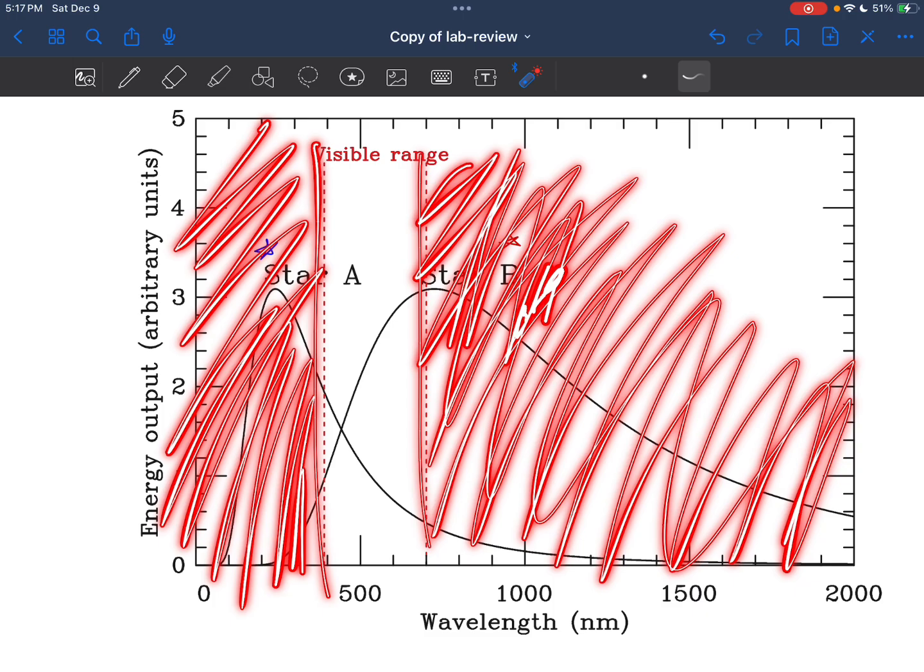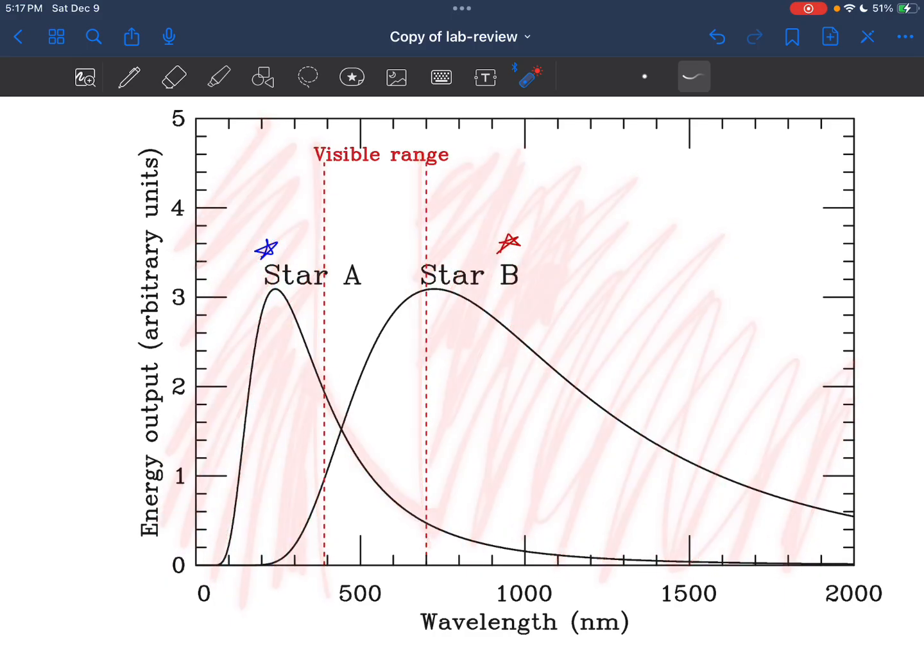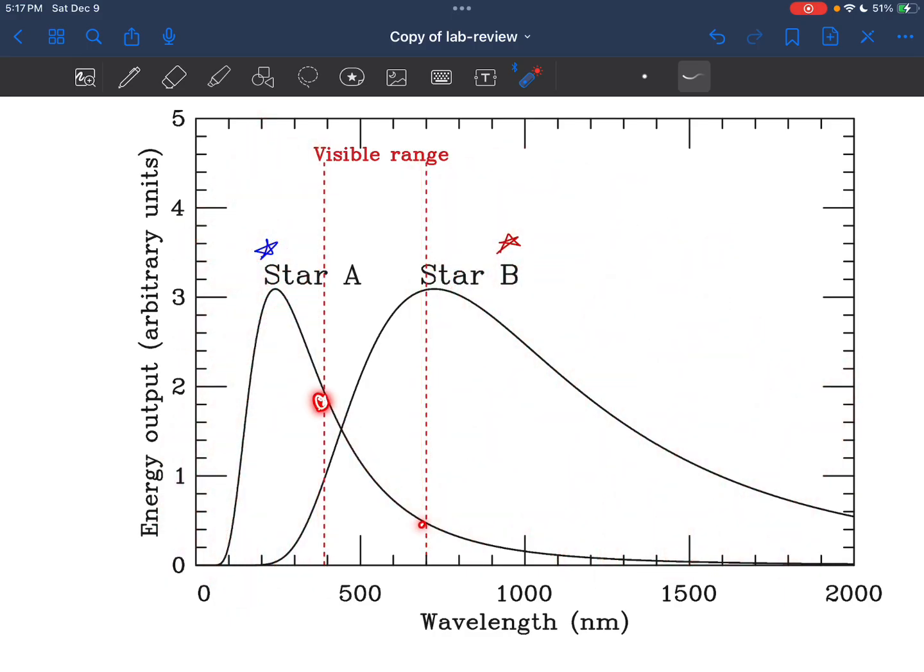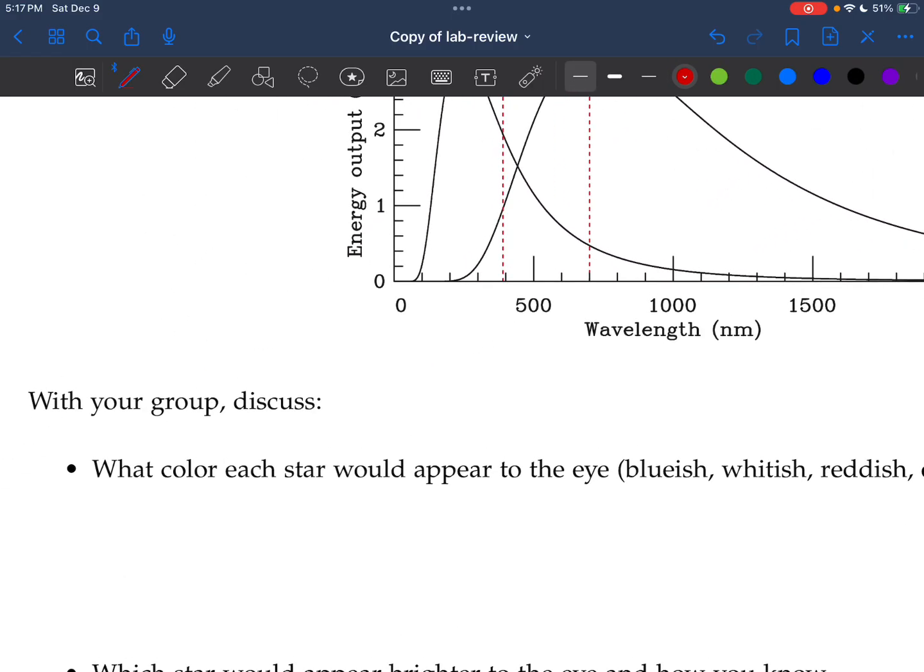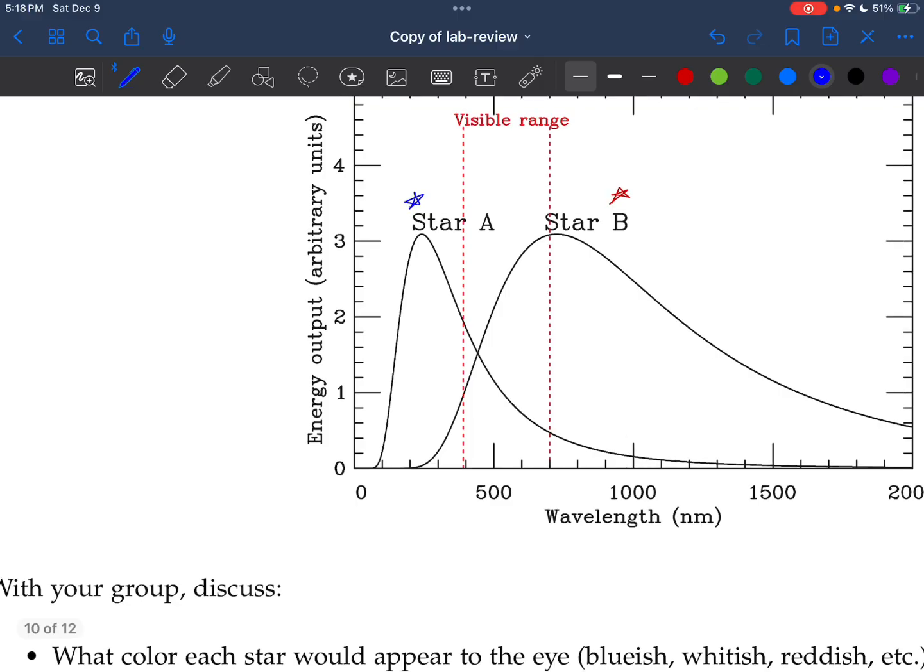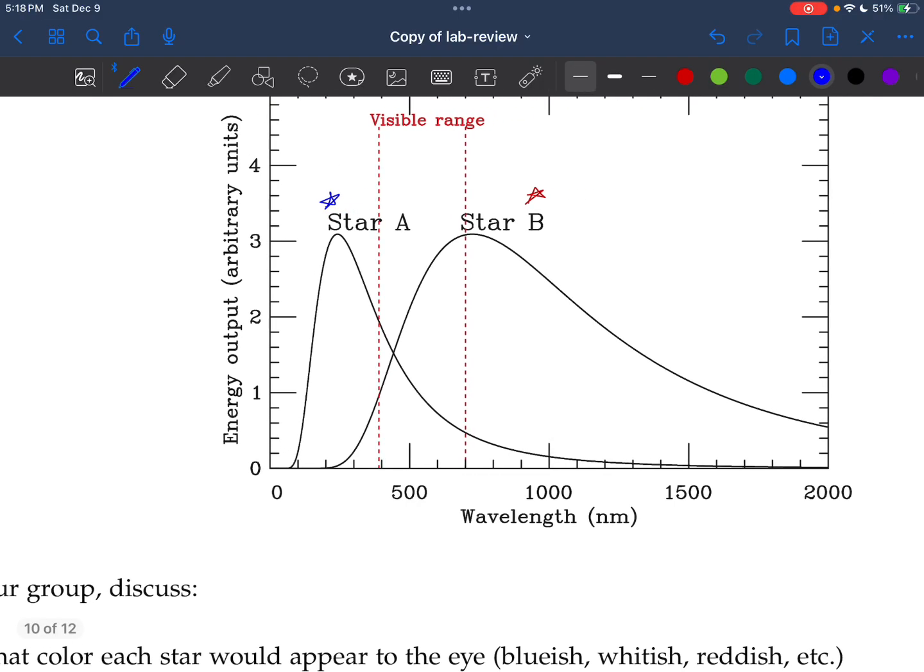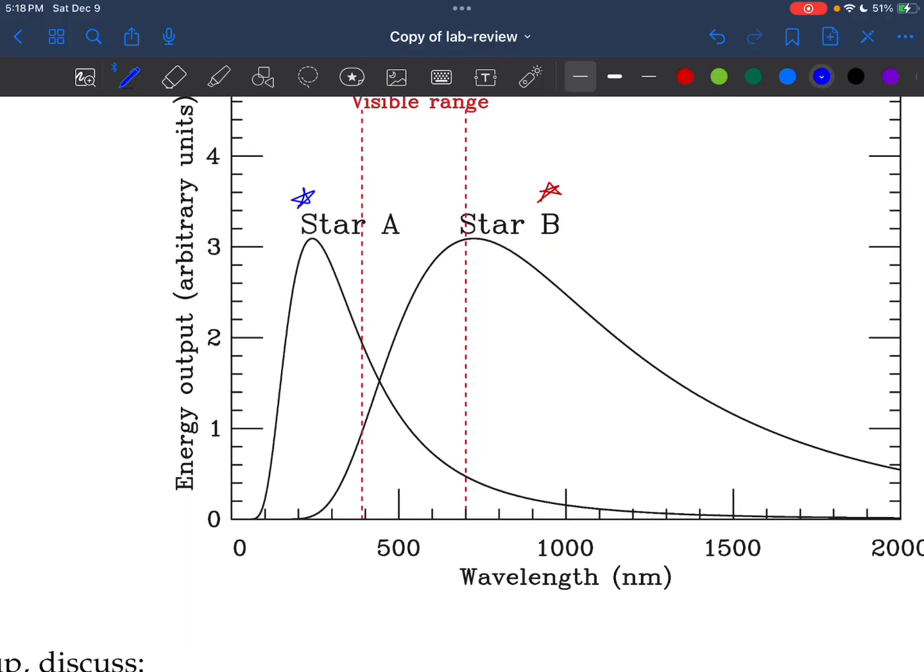All right, so star A, well, that is emitting much more blue light on this side than it is red light on this side. See, there's that huge difference. So star A, since it's emitting much more blue than red, star A is going to appear bluish, right? Which just so happens that I colored it blue. Wow, I wonder why I did that, or if I knew that was going to happen.